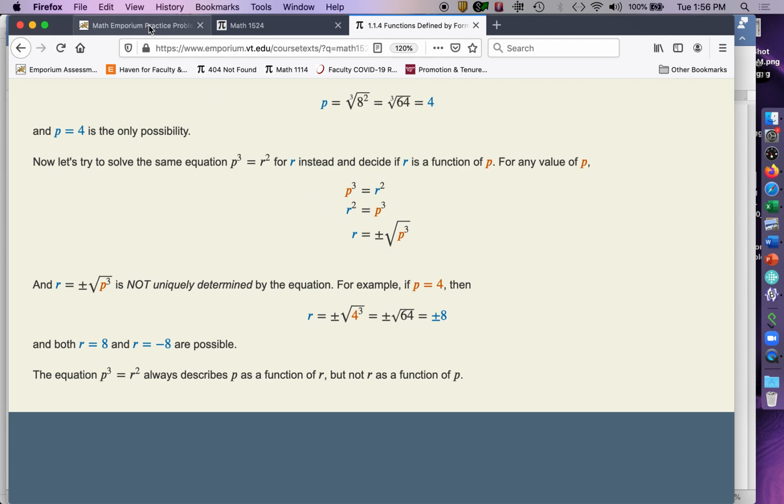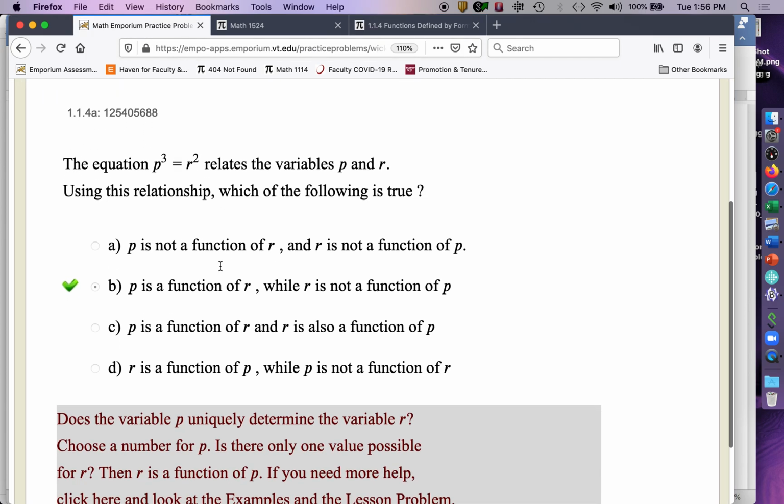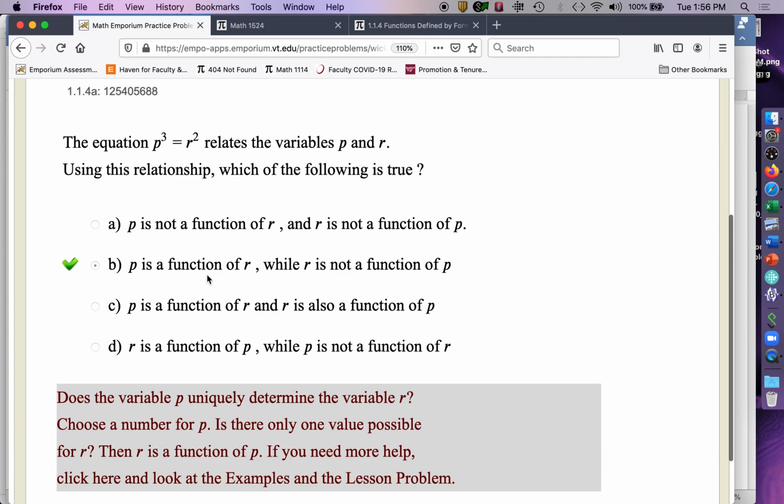All right, so looking at that problem, you can see that the answer is p is a function of r, but r is not a function of p. I hope that helps you understand 1.1.4a. Watch for things like squares and fourth powers and sixth powers. If we did trig in this class, you would watch for things like sine and cosine. Okay. All right, hope it goes well.